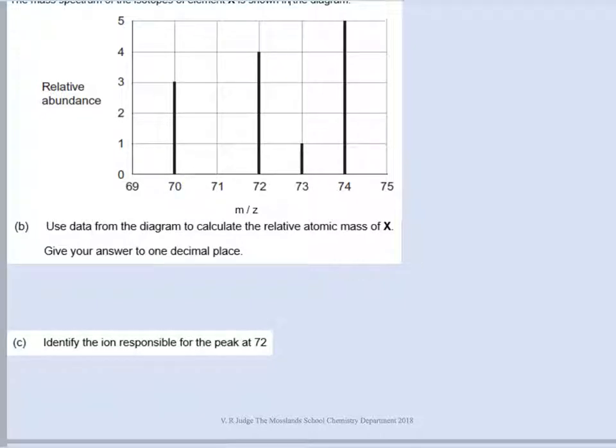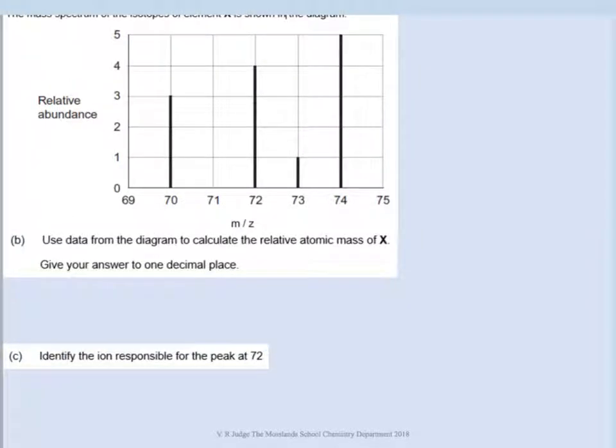Here we've got an element that's gone through mass spec, so you can have compounds, you can have elements. The compounds are the ones that tend to fragment if you use electron impact, but if you use an element, you start looking at isotopes and you identify the abundance of different isotopes in there and work out from that the relative atomic mass. And that's exactly what you're asked to do here. So you're given a mass spectrum of the isotopes of element X, and it asks you to have a little look at the spectrum, use the data from the diagram to calculate the relative atomic mass of X, and give you the answer to 1 decimal place. Always useful to read the whole question, 1 decimal place.